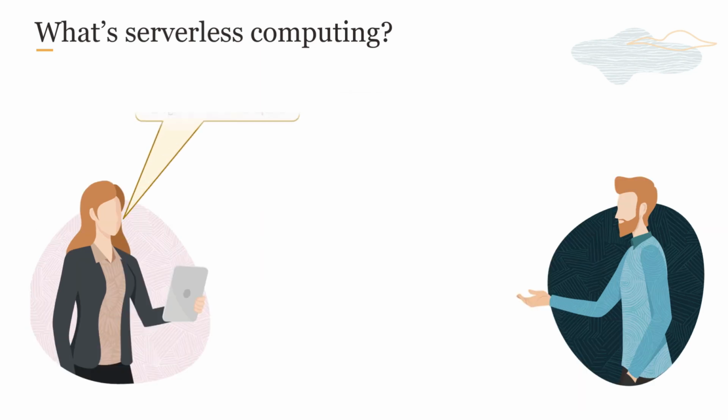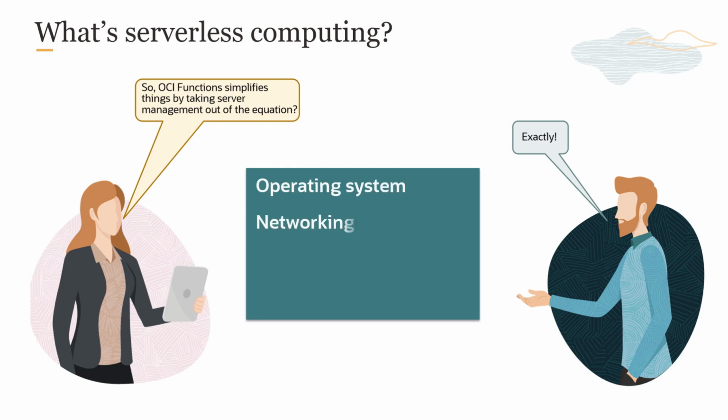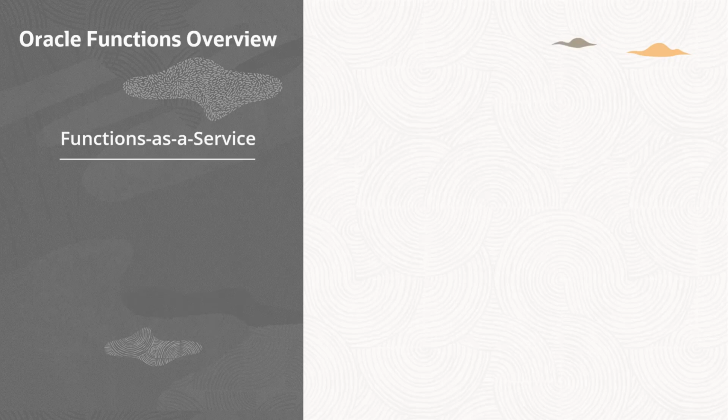to market. Trisha clarifies, asking if OCI Functions simplifies things by taking server management out of the equation. Steve confirms, explaining that with Oracle Functions, developers can focus solely on writing their code while the cloud provider handles everything else behind the scenes, which includes choosing the operating system, setting up networking, applying patches, and provisioning capacity to handle scaling.